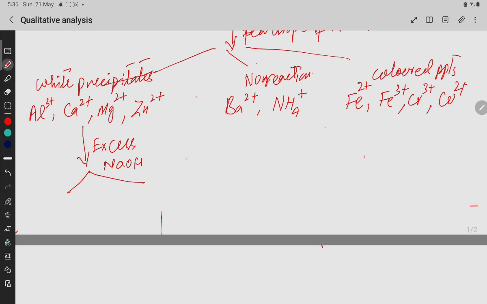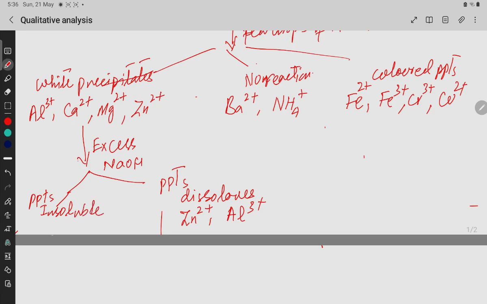The precipitates which dissolve are zinc ion and aluminium ion. And if the precipitates remain insoluble with excess of sodium hydroxide, then the solution must contain calcium ion and magnesium ion.